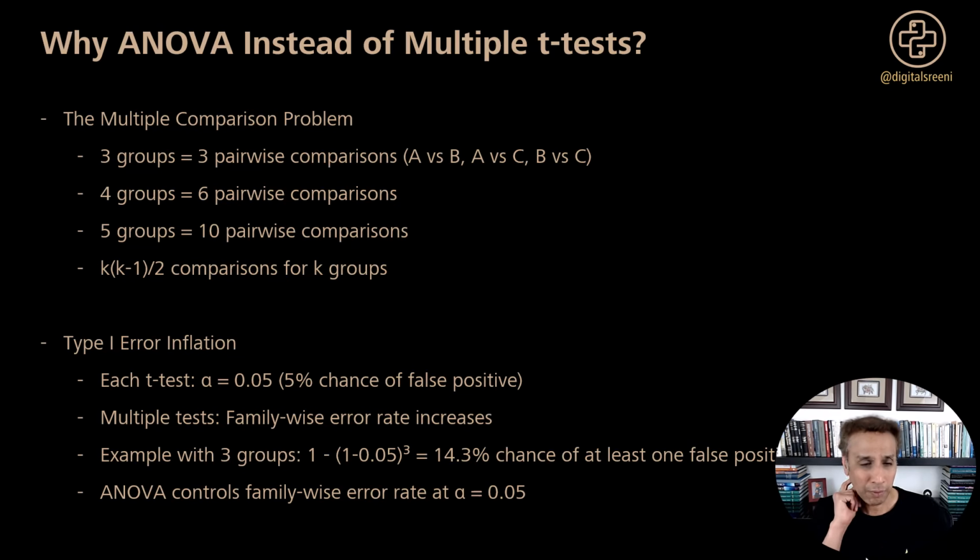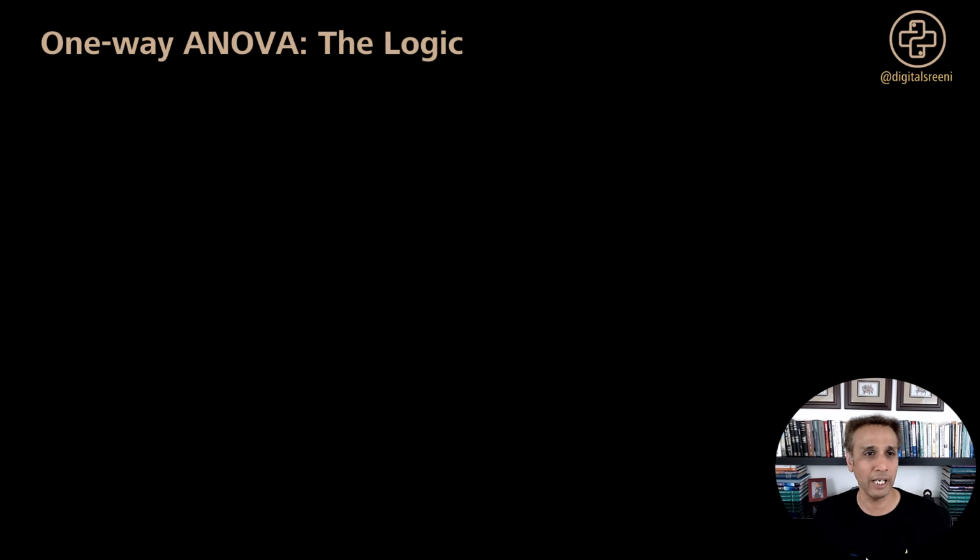That's one problem, but the bigger problem is type 1 error inflation. When you do a t-test, your alpha, let's say, is 0.05, a 5% chance of false positives. That's what type 1 error is, false positives. If you perform multiple tests, then that can propagate. For example, with 3 groups, you may have a 14% chance of at least one false positive, and this compounds when you have more groups. ANOVA controls this family-wise error rate at an alpha of 0.05. So that's another reason why you need to consider ANOVA tests.